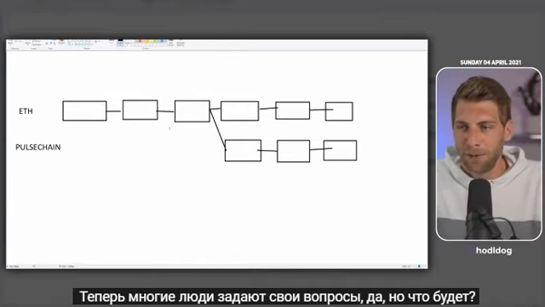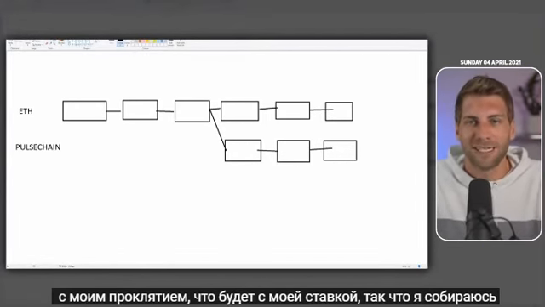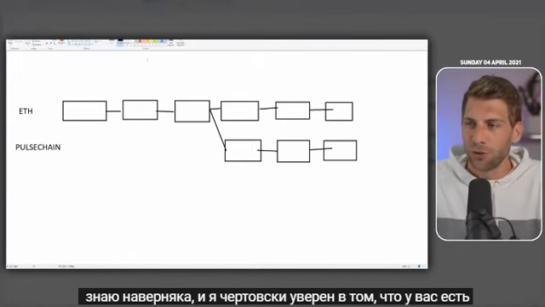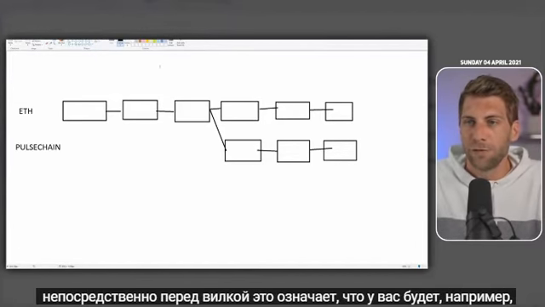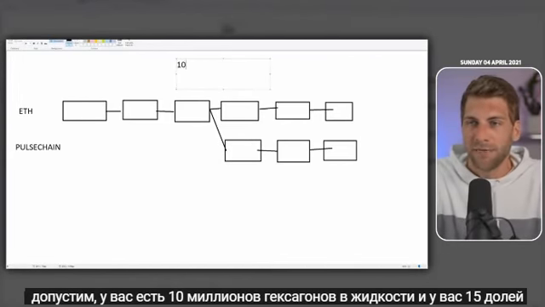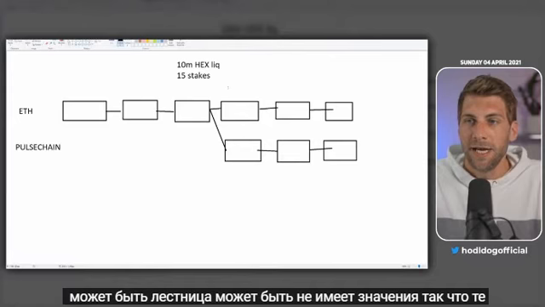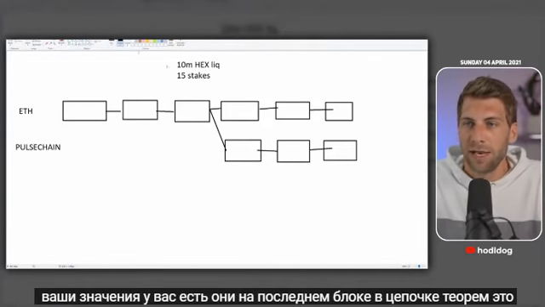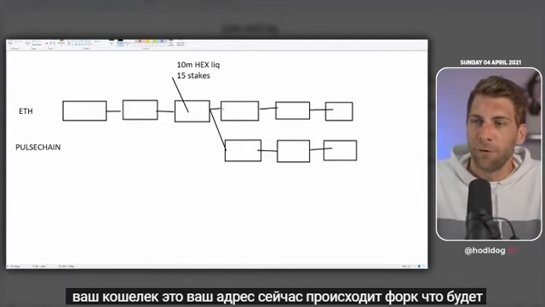But now a lot of people ask their questions, yeah, but what will happen with my HEX? What will happen with my stake? So what I know for sure, and I'm pretty sure about this, let's say at this last block just before the fork, you will have, for example, 10 million HEX liquid and you have 15 stakes, maybe laddered, maybe not. Doesn't matter. So those are your values. You have them on the last block in the Ethereum chain. This is your wallet. This is your address. Now the fork is happening.